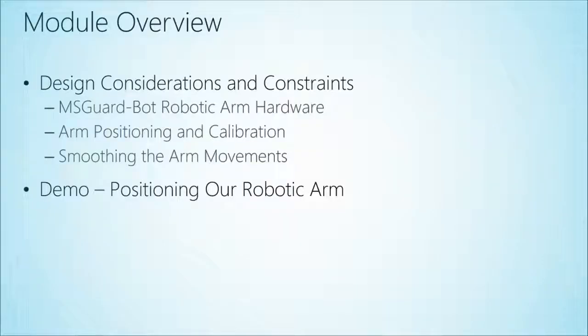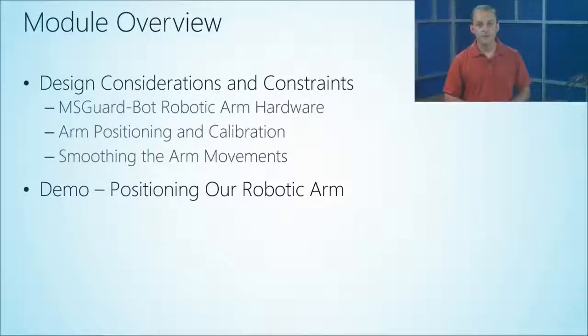So let me just give you a quick overview of what we're going to do in this module, and we'll talk a little bit about how we're going to build this robot. We're going to talk about what we call the MS Guard Bot, which is essentially a robotic arm. It does have wheels. You'll see later in the demo that it can roll around. We're going to actually have it do some cool stuff in our demo. But we're going to show you how we built this robotic arm and what's involved in doing that.